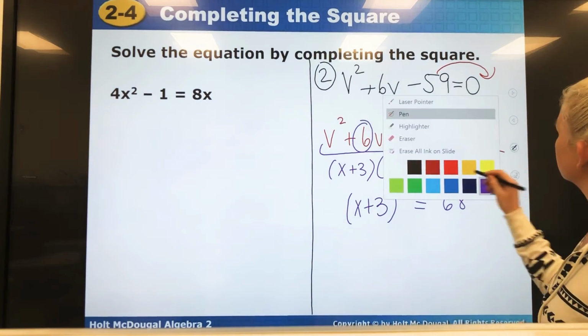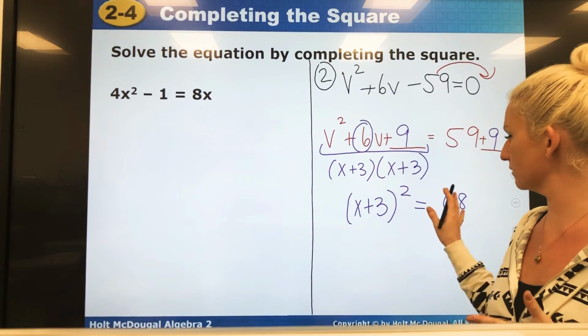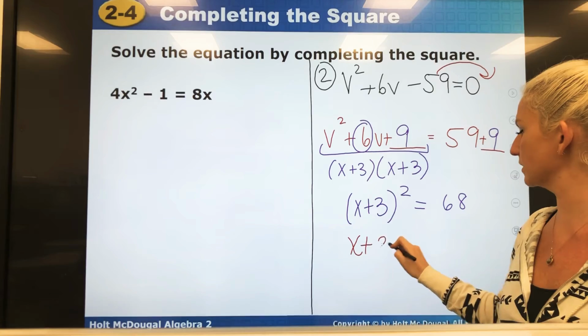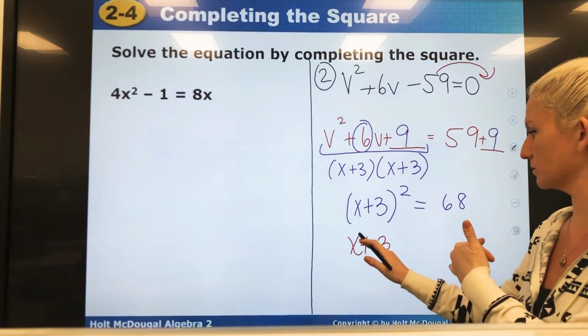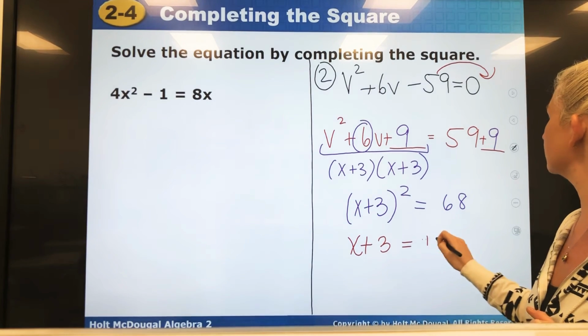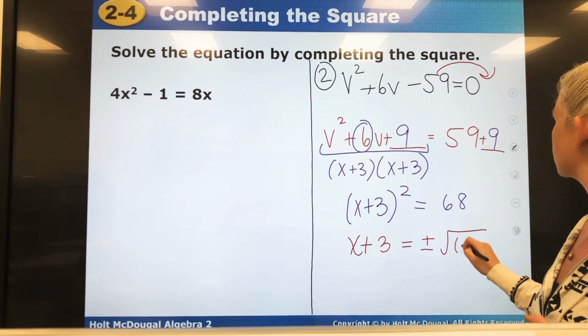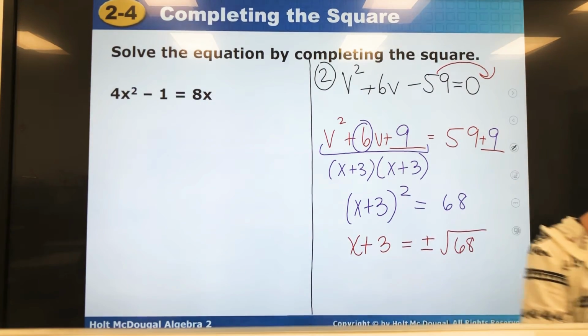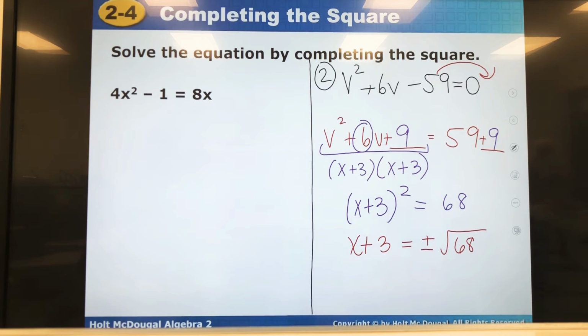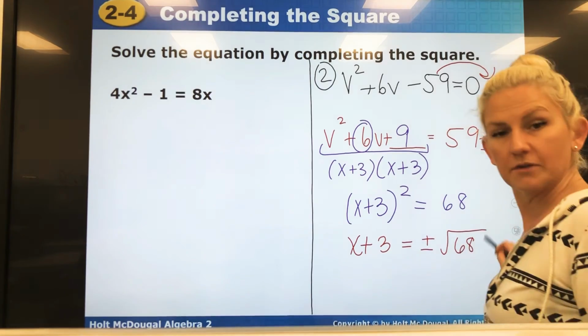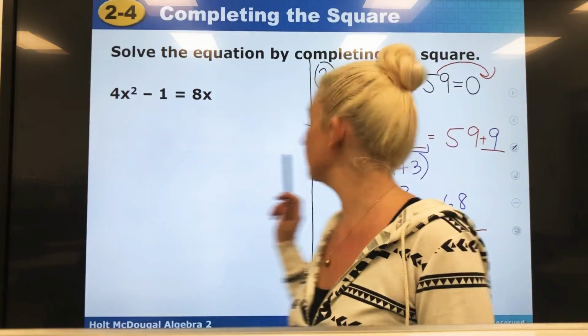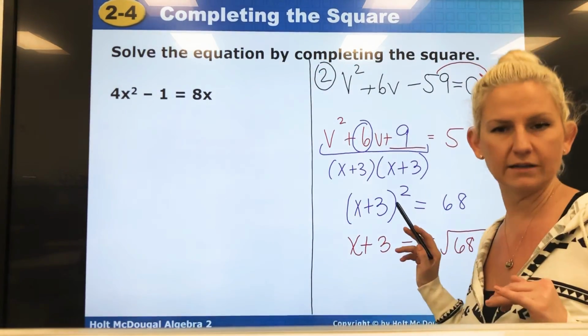Okay, then I'm going to do my square root property. So I square root both sides. So I have x plus 3, right? Once I square root this, the square goes away. And square root this, the square goes away. Equals positive negative square root of 68. Okay, so I'm going to have to simplify that. But we'll come back, we'll simplify it last, okay?